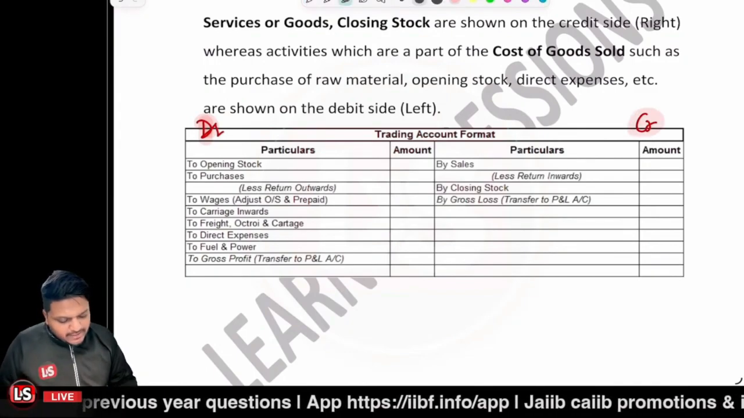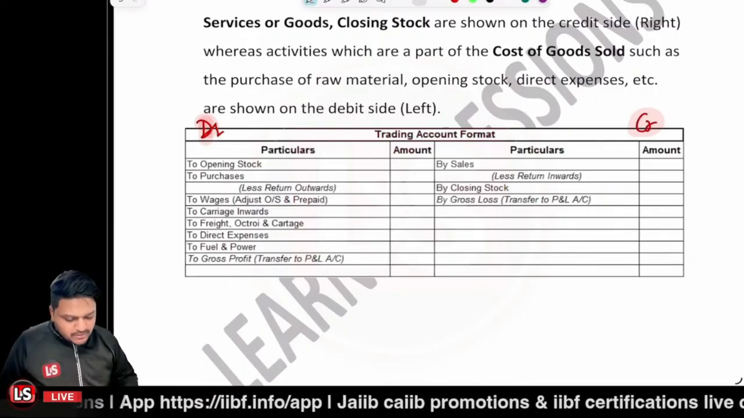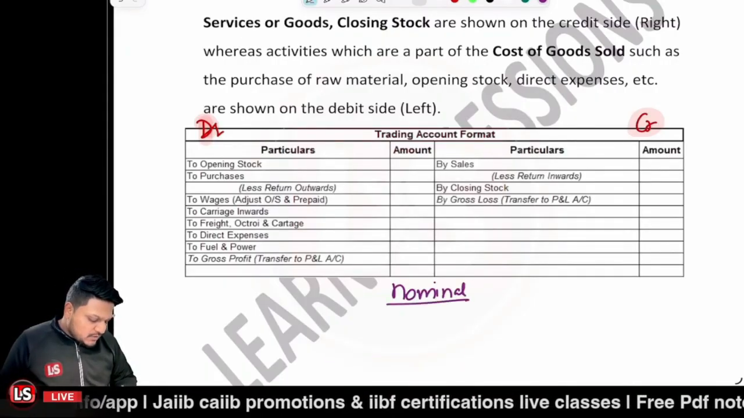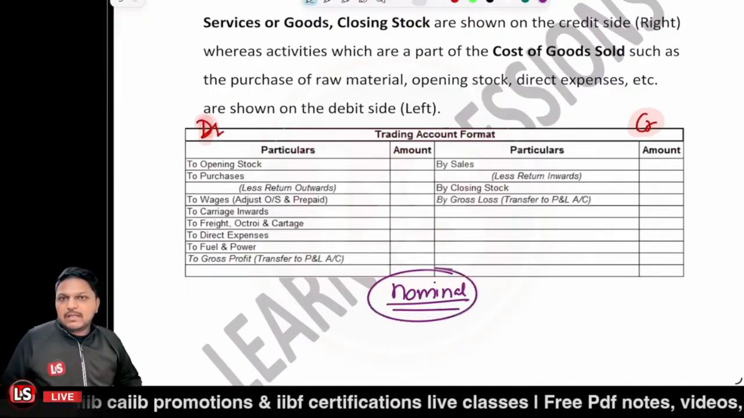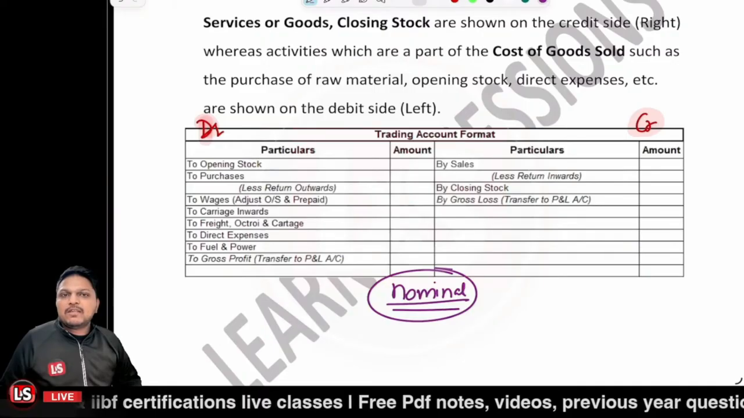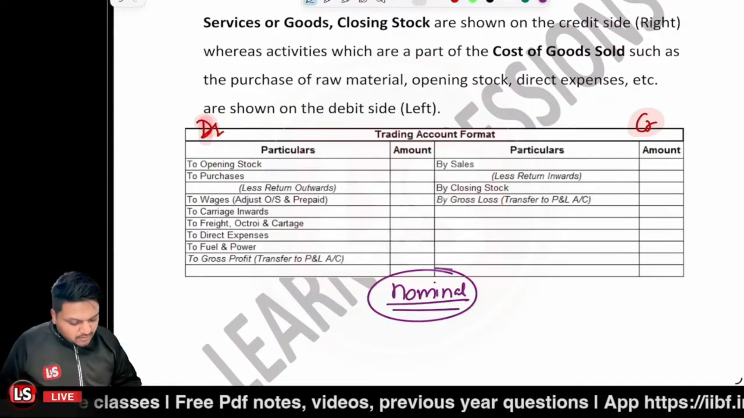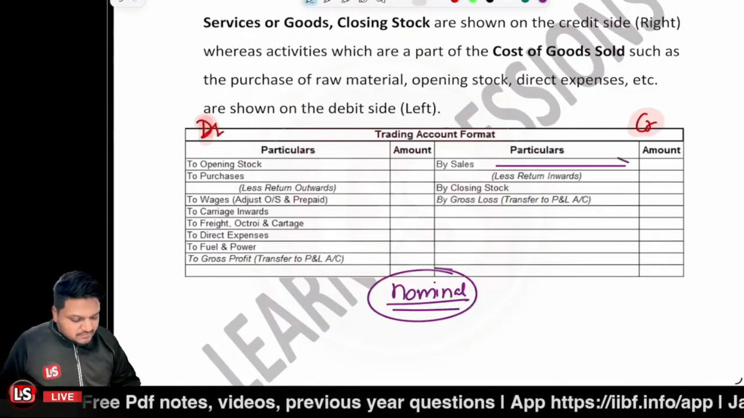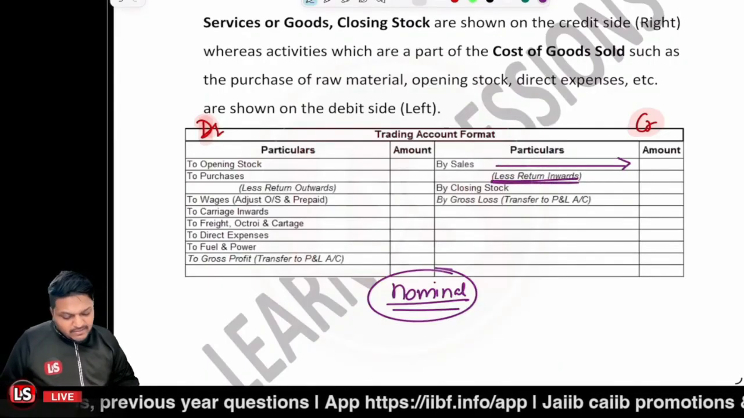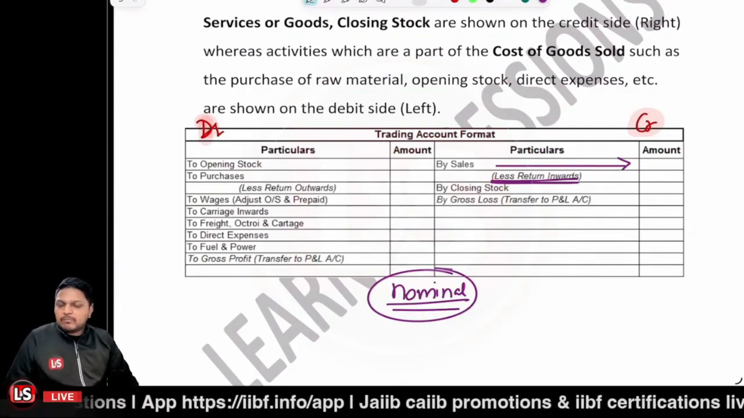When I'm talking about the credit side, there will be all incomes, because I told you, the trading account is a nominal account. What income will be there? Income will be generated in business when you sell something, right? So incomes, that is your sales, or we can say net sales. That's why we say it is less return inwards, right? That's net sales. So net sales will be on the credit side, because that is your income.